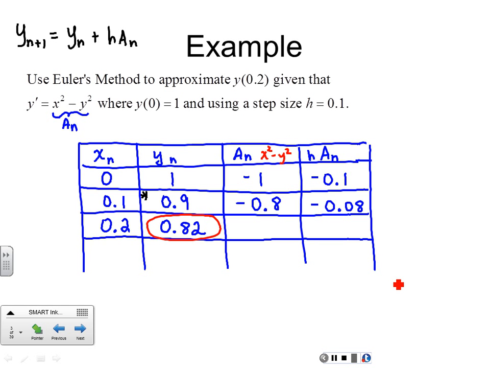On the test, that's exactly the kind of question you're going to have. I give you the DE, I give you the step size, I tell you the initial value, and I'm going to ask you to approximate something. Okay?